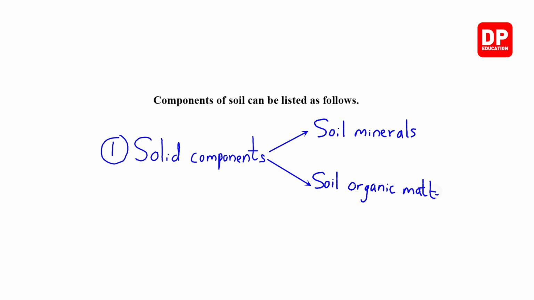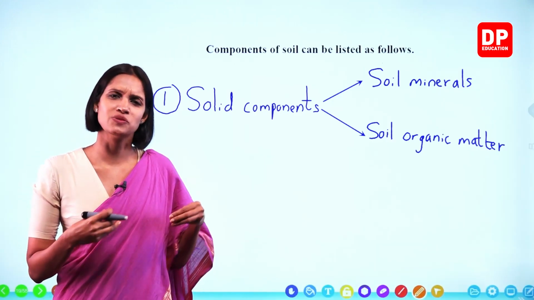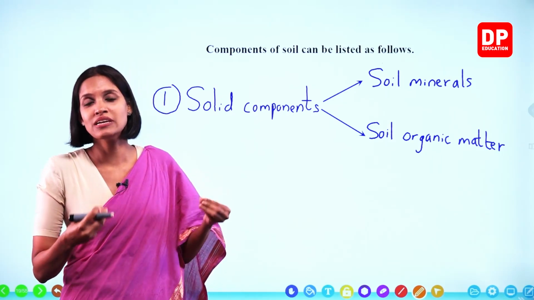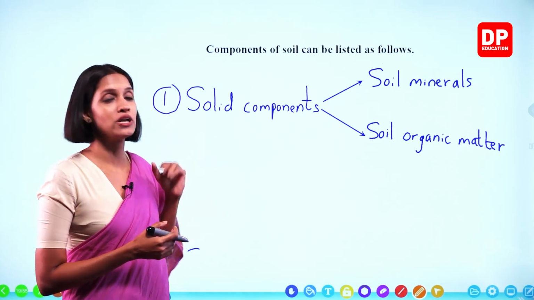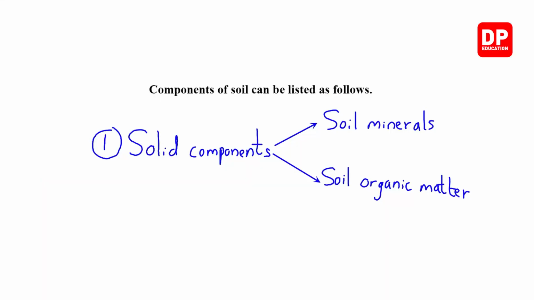What is the meaning of soil organic matter? Soil organic matter means the plant and animal parts. Basically, dead or decaying plant and animal parts present in the soil are known as soil organic matter. There's another name for this. These are again known as humus. Soil organic matter is known as humus as well.